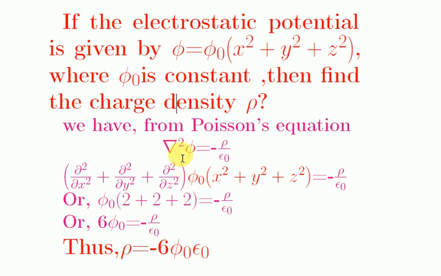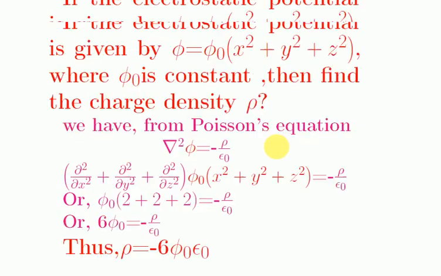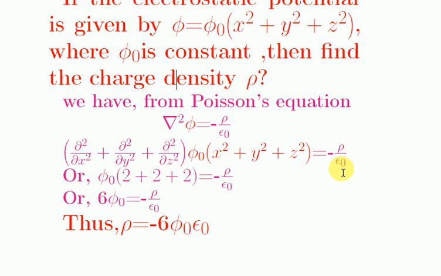In place of Laplacian operator, we can write del 2 del x2 plus del 2 del y2 plus del 2 del z2 times phi. So in place of phi, we can write phi 0 times x square plus y square plus z square, which we can get from the question. Here phi equal to phi 0 times x square plus y square plus z square, equal to minus rho by epsilon 0. So if we simplify this step, then we can easily write phi 0 times 2 plus 2 plus 2 equal to minus rho by epsilon 0.